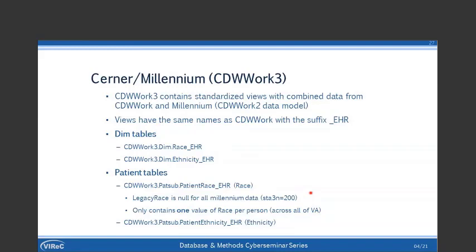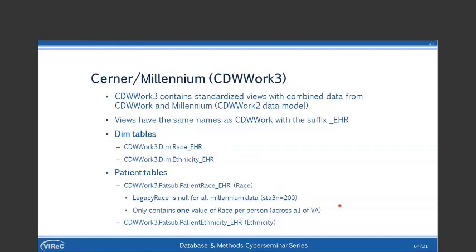We can identify the data that's coming from the Millennium data because they will use STA3N equals 200. And that's how you can differentiate between our CDW data that's coming from Vista versus our data that's coming from Millennium.